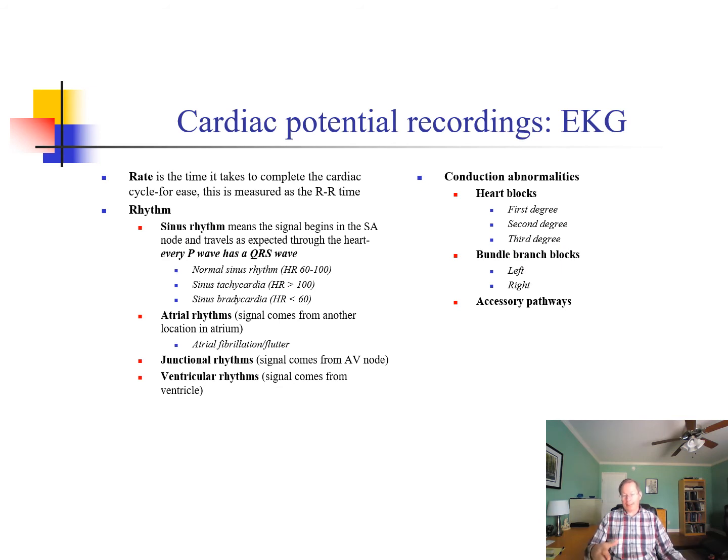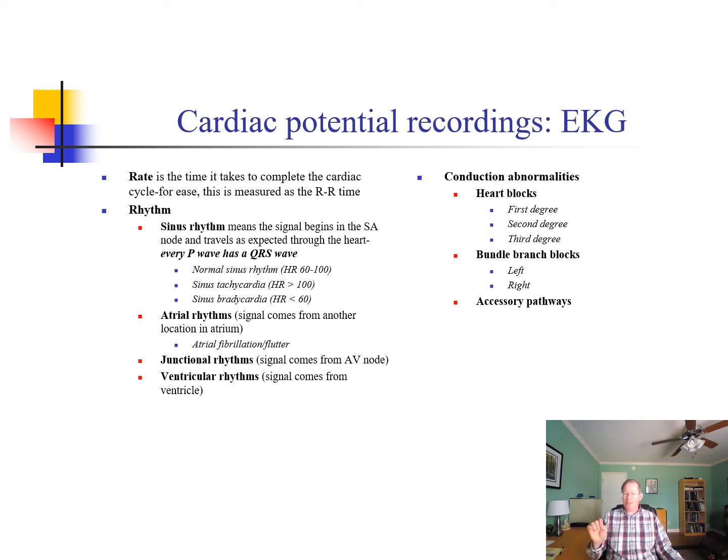When looking at these PQRST waves, there are several ways of characterizing this. One of the ways is to look at the rate. The rate is simply the time that it takes to complete that cardiac cycle. And since P is when you're starting the depolarization of the atria, and the end of the T wave is when you're done repolarizing the ventricles, and then you go to the next P, you would have a way of doing this.